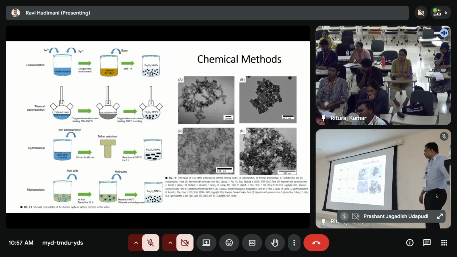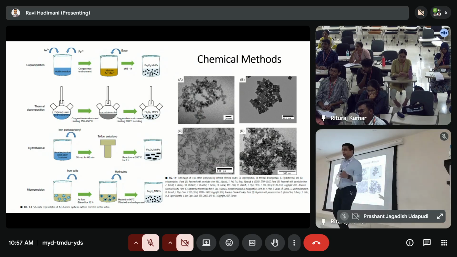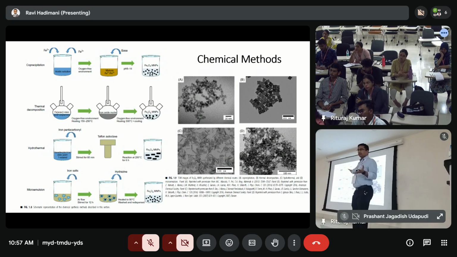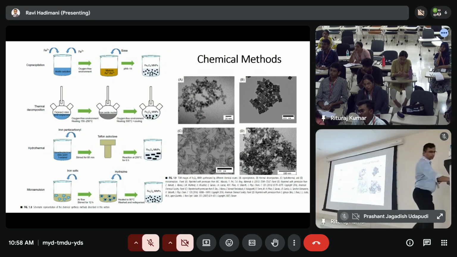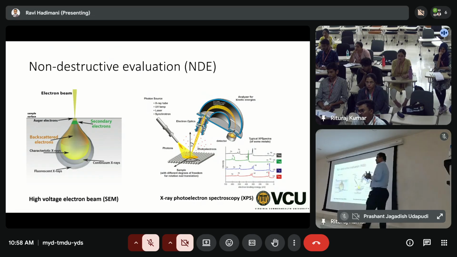Then there is the chemical method. Again, I'm not too familiar with all the chemical methods. I haven't done them myself, but I've used some that were prepared using chemical methods. This is an inexpensive, easy way to make nanoparticles, but you need to have the knowledge of chemistry to make nanoparticles here. Okay, so I think I'll skip. These are the characterization techniques.